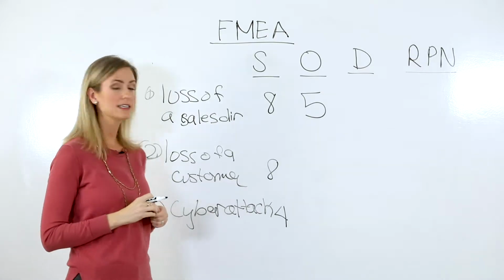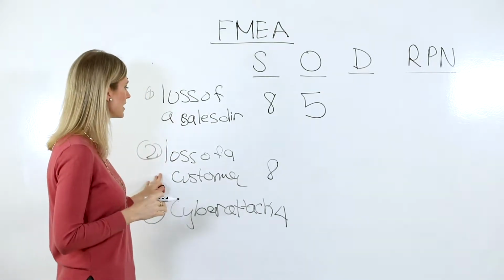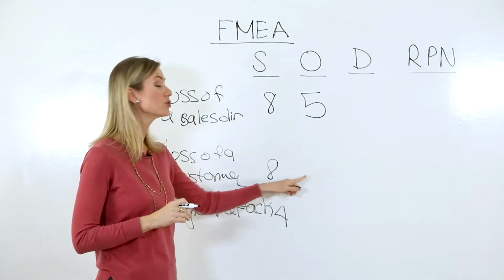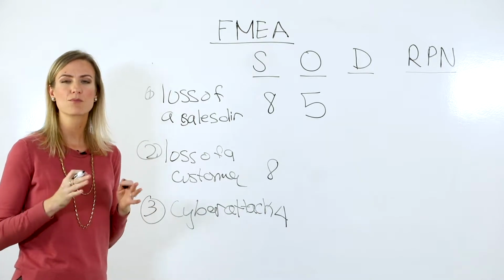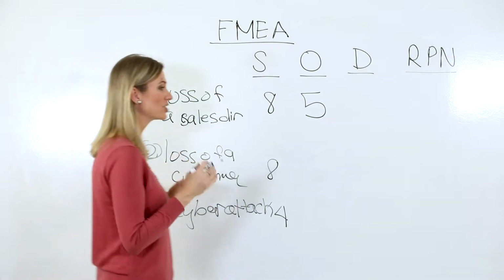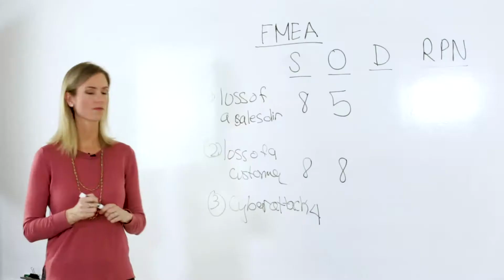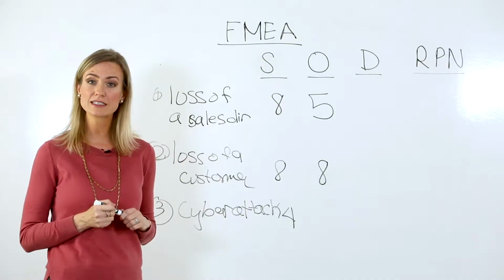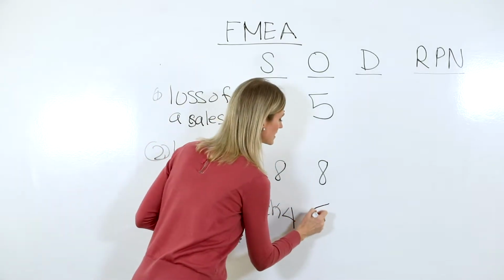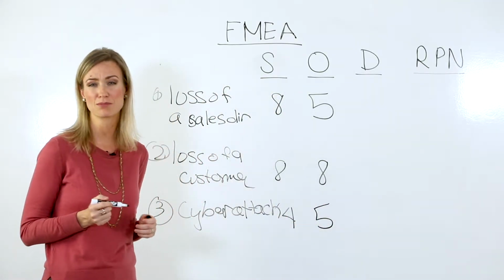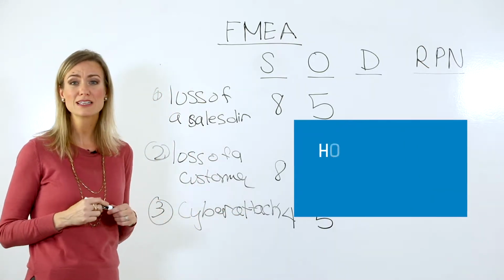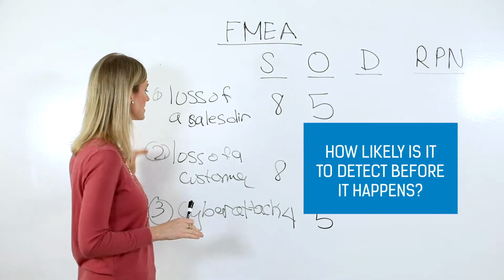For loss of a key customer, if your customer is 20% of your total revenue, what is the likelihood that you're going to lose that customer under your current practices and procedures? If you don't have a great relationship with that customer, it could be an 8. Cyber attacks. Is it likely that a cyber attack is going to affect your business? Well, in this example, let's say you do have some processes and procedures in place, and we're going to give it a 5.